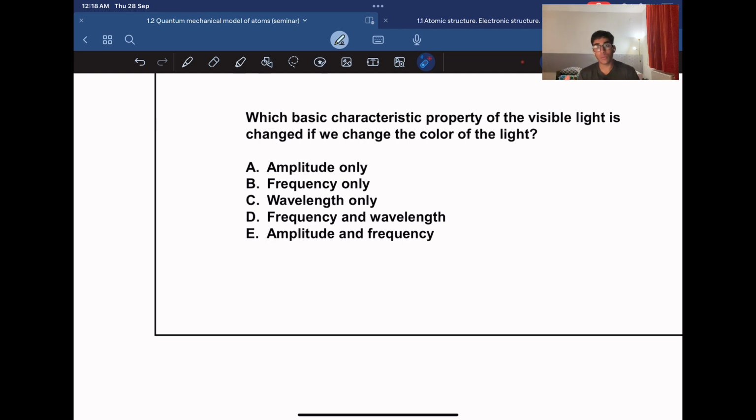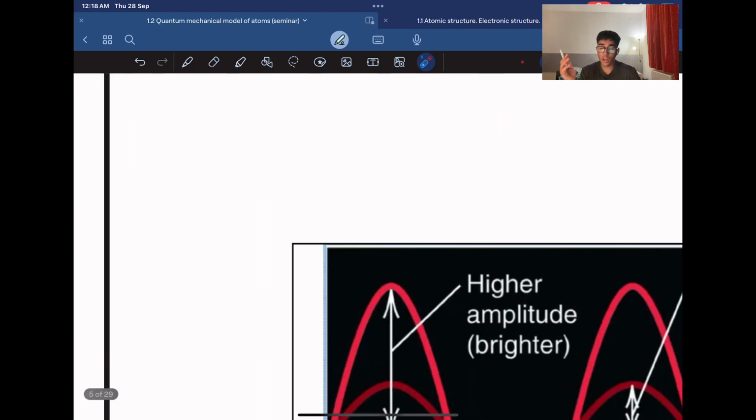We cannot isolate one. So that means our answer over here will be frequency and wavelength. Not frequency only, not wavelength only. And amplitude is not the answer, because amplitude just refers to a brighter blue or a dimmer blue. Okay, not a different color.